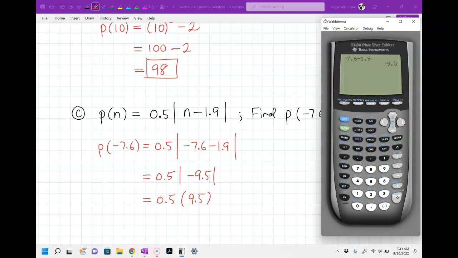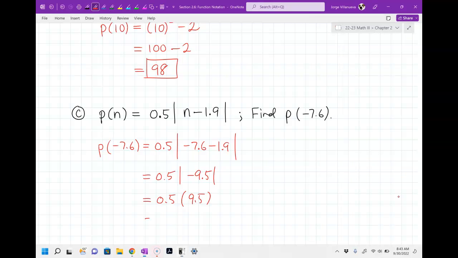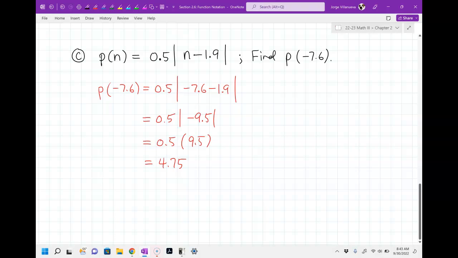And now let me just get that answer. So 9.5 times 0.5. 4.75. So the instruction said round to the nearest hundredths. How many place values is that after the decimal? That's what I'm trying to say. 2, right? Well, I happen to have 2 already, so I'm good, right?